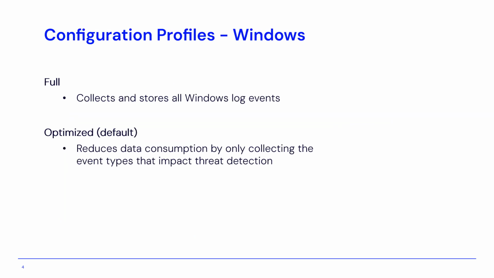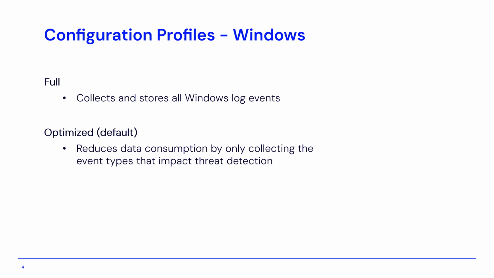USM Anywhere includes out-of-the-box LevelBlue agent configuration profiles to manage the queries that it runs for an asset associated with a deployed agent. A configuration profile determines the amount and frequency of data collection, which is performed by predetermined queries, which we will see in the upcoming demo.